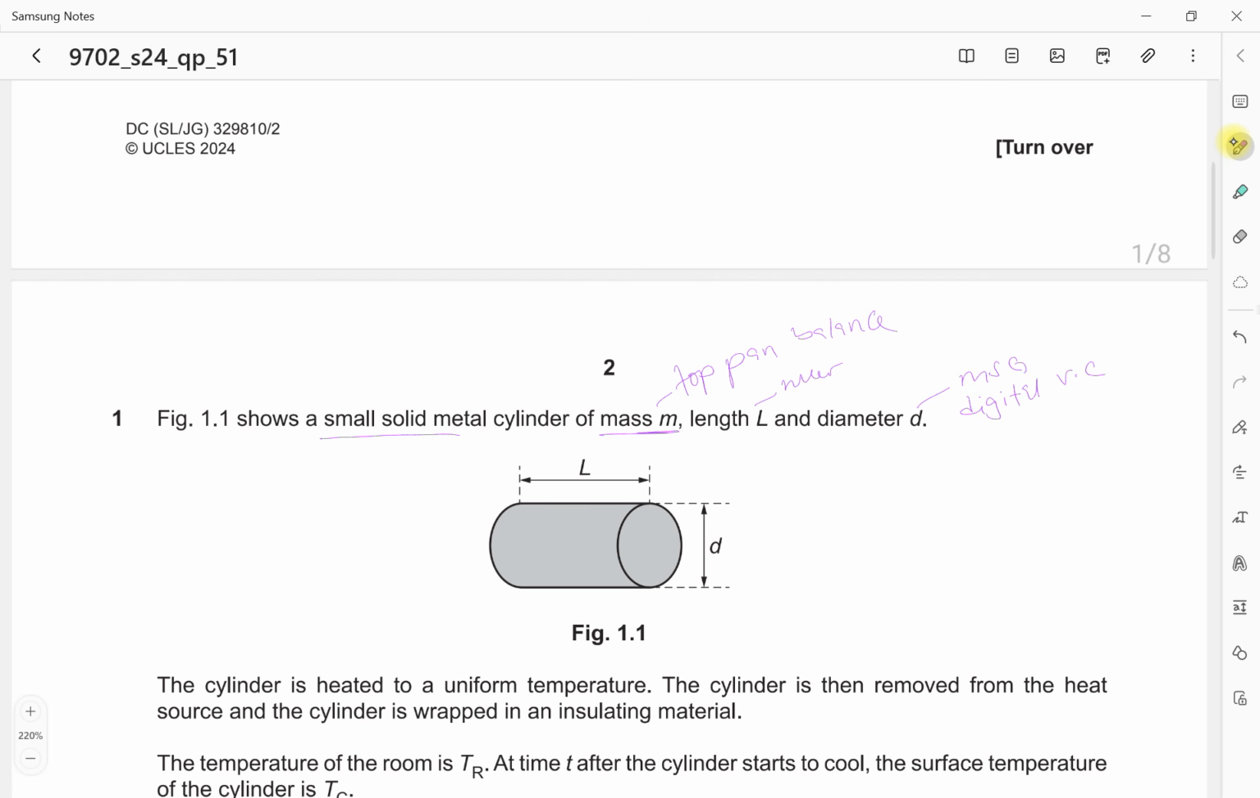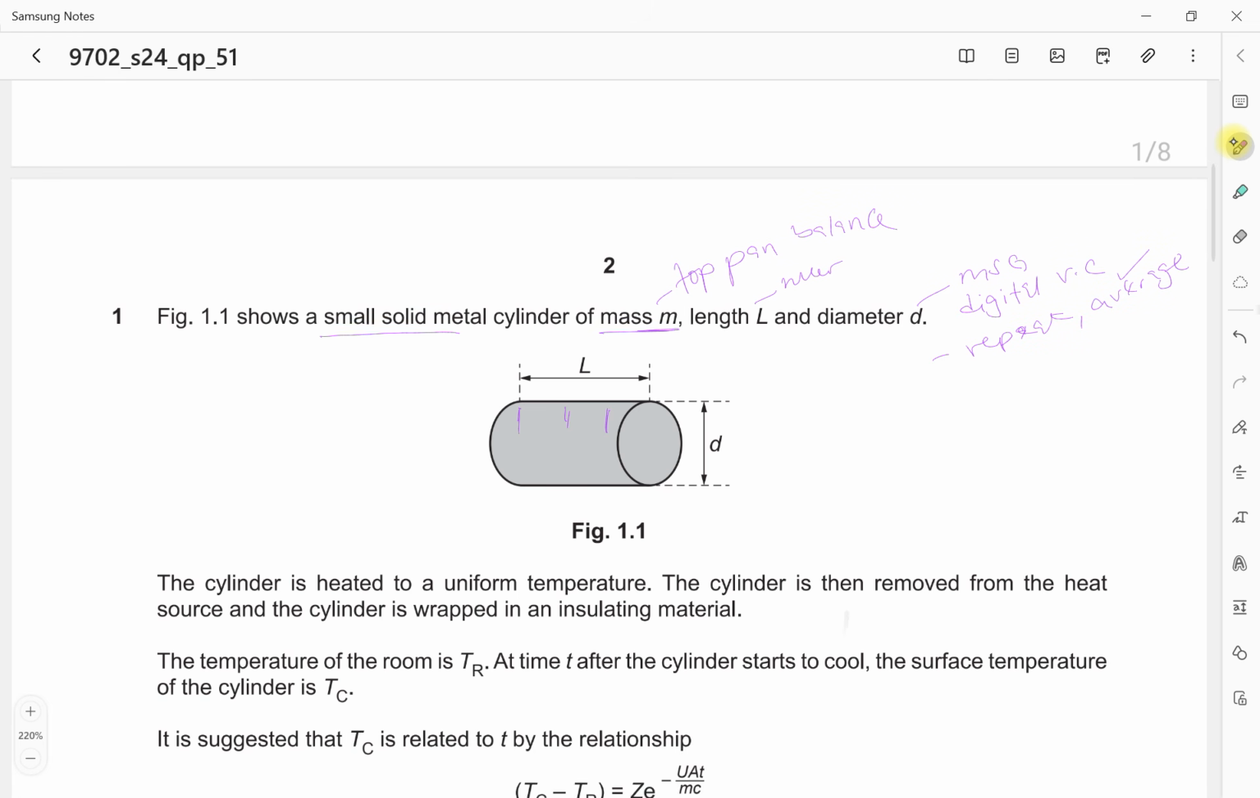Of course, when you're measuring diameter, you know that you repeat the measurement at different points. Repeat the measurements along the length of the cylinder and obtain the average. That is another mark. You measure at this point, at another point, another point. Repeat the measurements of D along the length of the cylinder and determine the average. So you already have 4 marks in your mind without even writing anything.